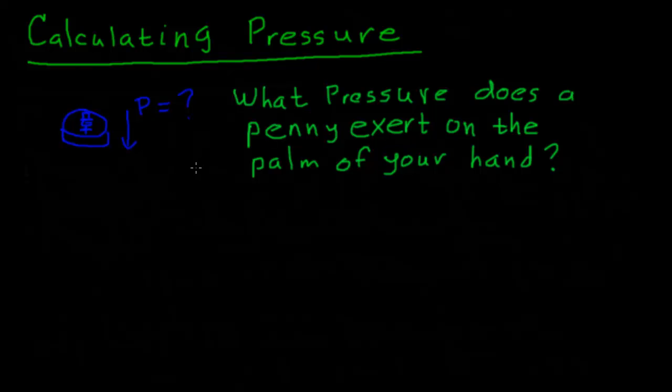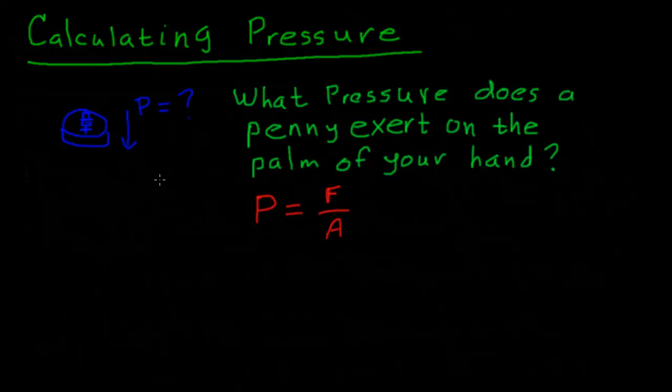So we want to know what pressure a penny exerts if it's resting on the palm of your hand. You can feel the weight of a penny if you were to put it on the palm of your hand, and that's because the penny is exerting a downward pressure, and we want to know what that pressure is. In order to calculate this, we're going to go back to our original definition, which says that pressure is equal to the force divided by the area.